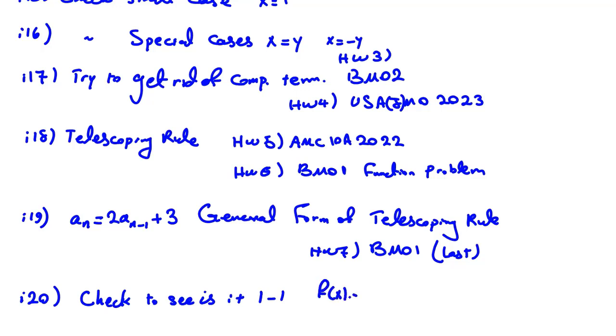One-to-one means f of x equals f of y implies x equals y, which is an injective function. One problem we can solve as homework. Also in USAMO we have these types of problems. In IMO we have these types of problems.